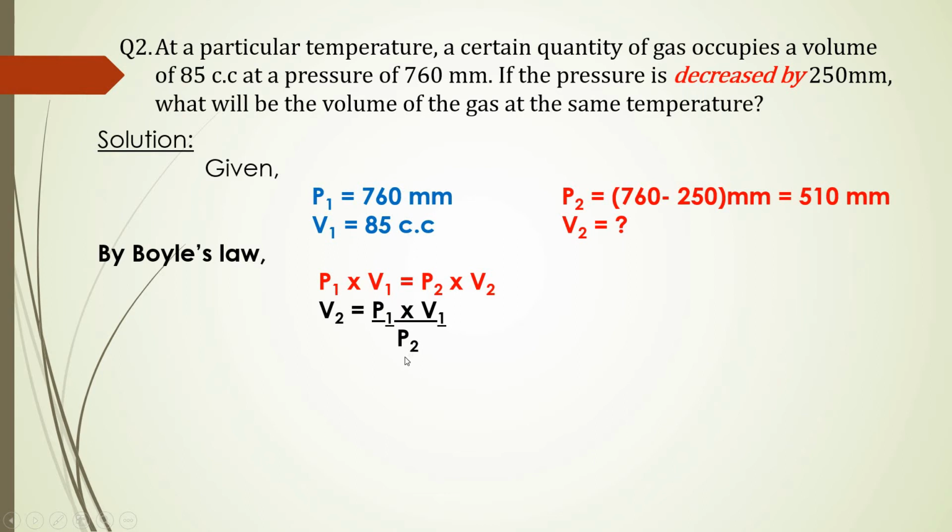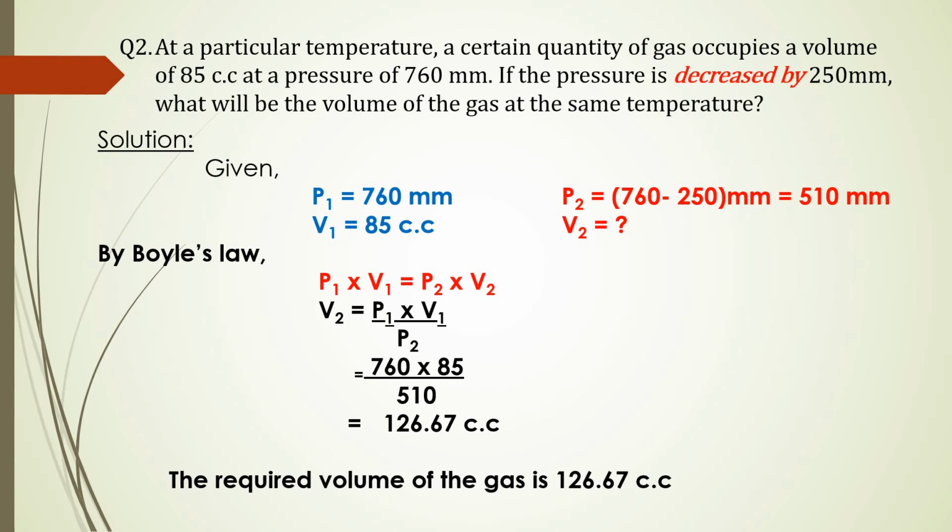Now just substitute these values. 760 into 85 divided by 510. And when we solve this equation, we get 126.67 cc. Therefore, the required volume of the gas is 126.67 cc when the pressure is decreased by 250 millimeter.